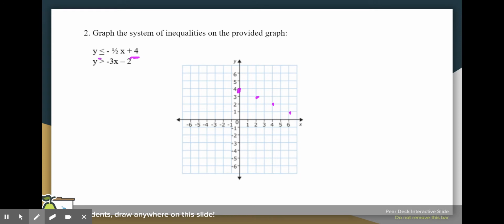So this right here determines if our line is open or closed. It is less than or equal to, so that is a closed circle. That's a terrible line.